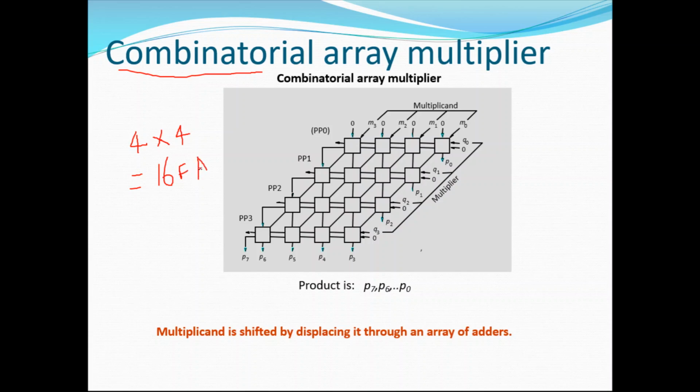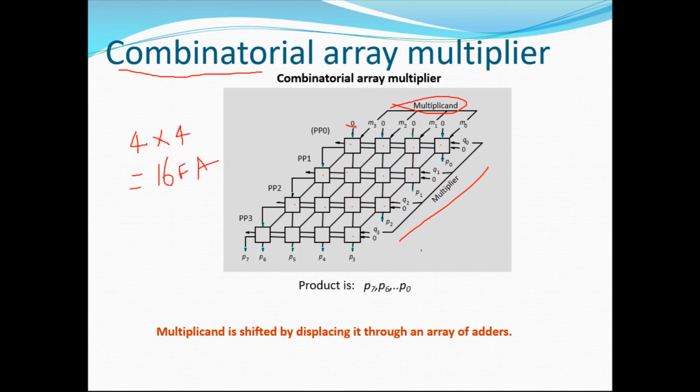Here you can see all these are full adders. This is one full adder, this is another full adder, this is another full adder. This circuit shows how a 4-bit multiplicand will be multiplied with a 4-bit multiplier. This is the multiplicand, which is given as input initially for each of these, and from here the multiplier is fetched.